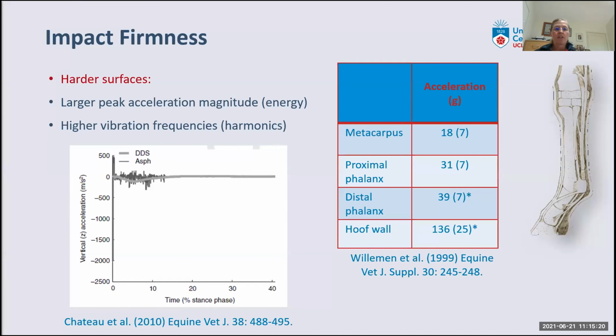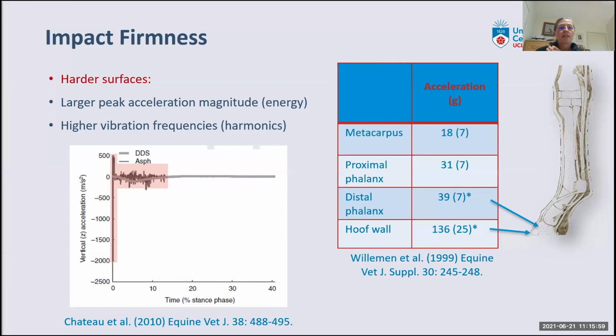So if we look at some of the research related to that, here we have, first of all, this is from Chateau et al. So it's a French group that developed this work. They did a lot of work with trotters. This particular graph's from 2010. And what we can see here that's highlighted in red is the difference between the shock or the acceleration due to impact on an asphalt surface whilst trotting compared to the acceleration on deep, dry sand. And the difference is quite marked there.